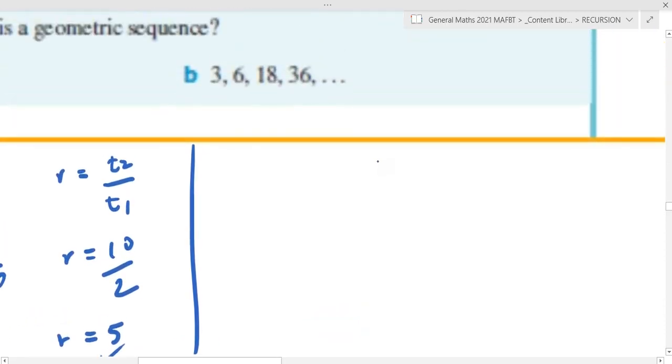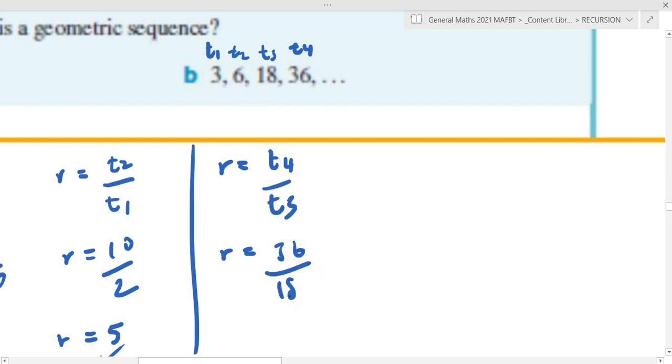Let's try the next one. This one might not be, but we'll see. So let's try T1, T2, T3. Is it? Let's have a look. So let's go first one, let's go T4 divided by T3. So that's going to be 36 divided by 18, which equals 2. Okay, cool. Let's try another one. Let's do T3 divided by T2. So that'll be 18 divided by 6, and that equals 3.